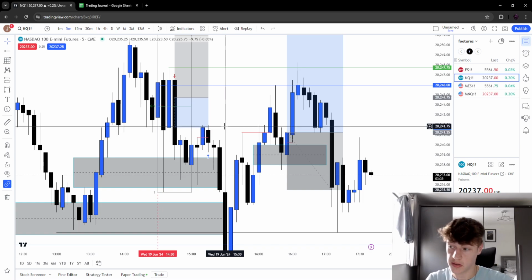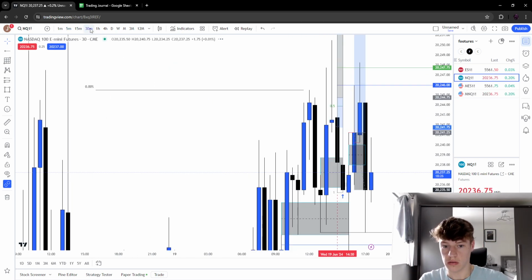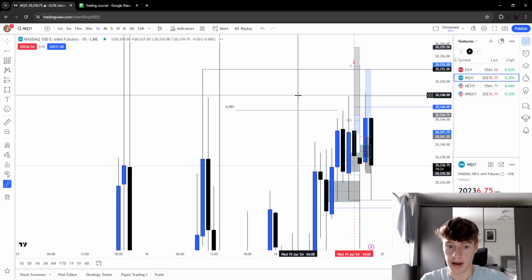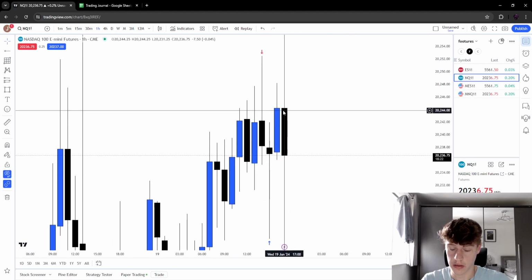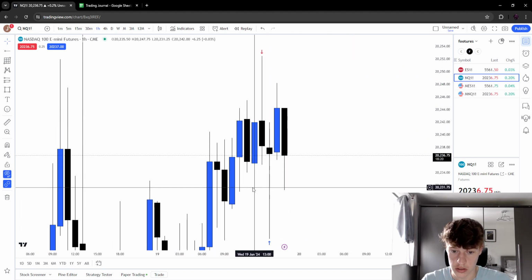But this is what I'll be learning today. 30-minute is not a high time frame POI. 1 hour or 4 hour is. So there was no imbalance on the hourly. The first hourly point of interest was the low.